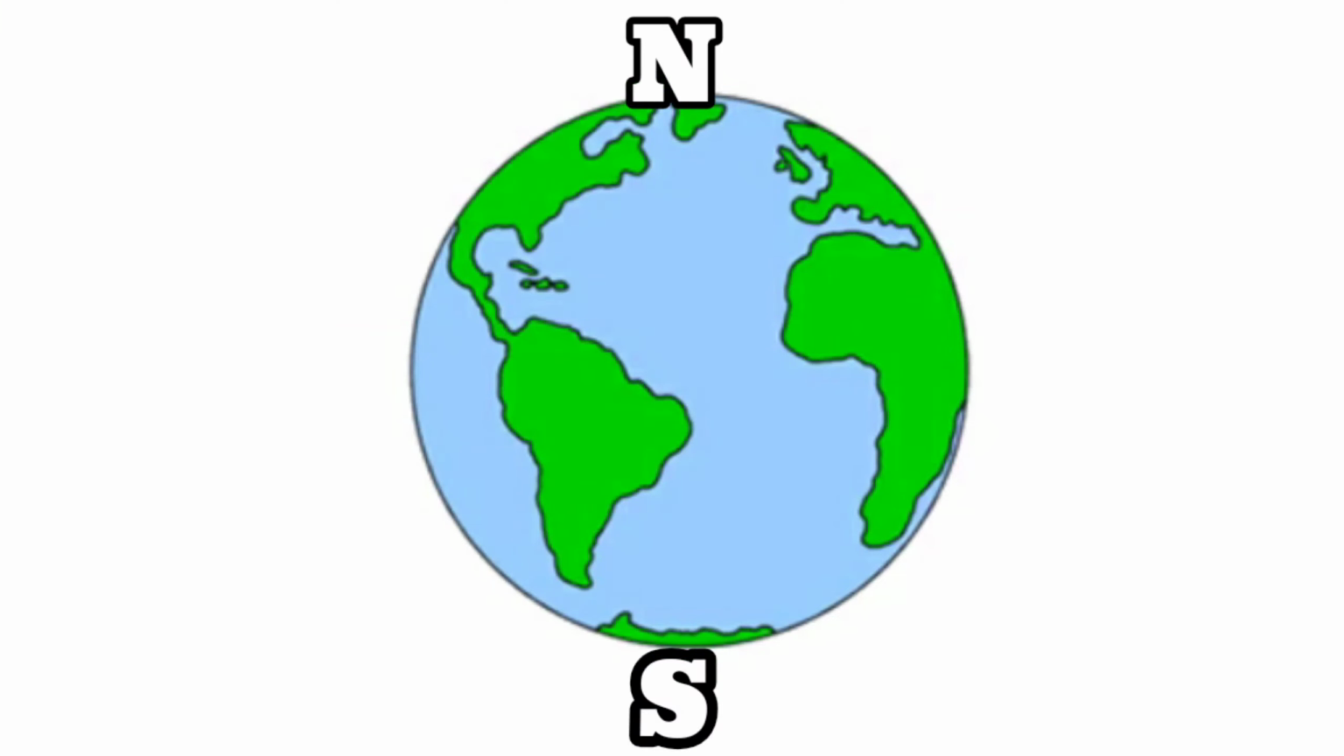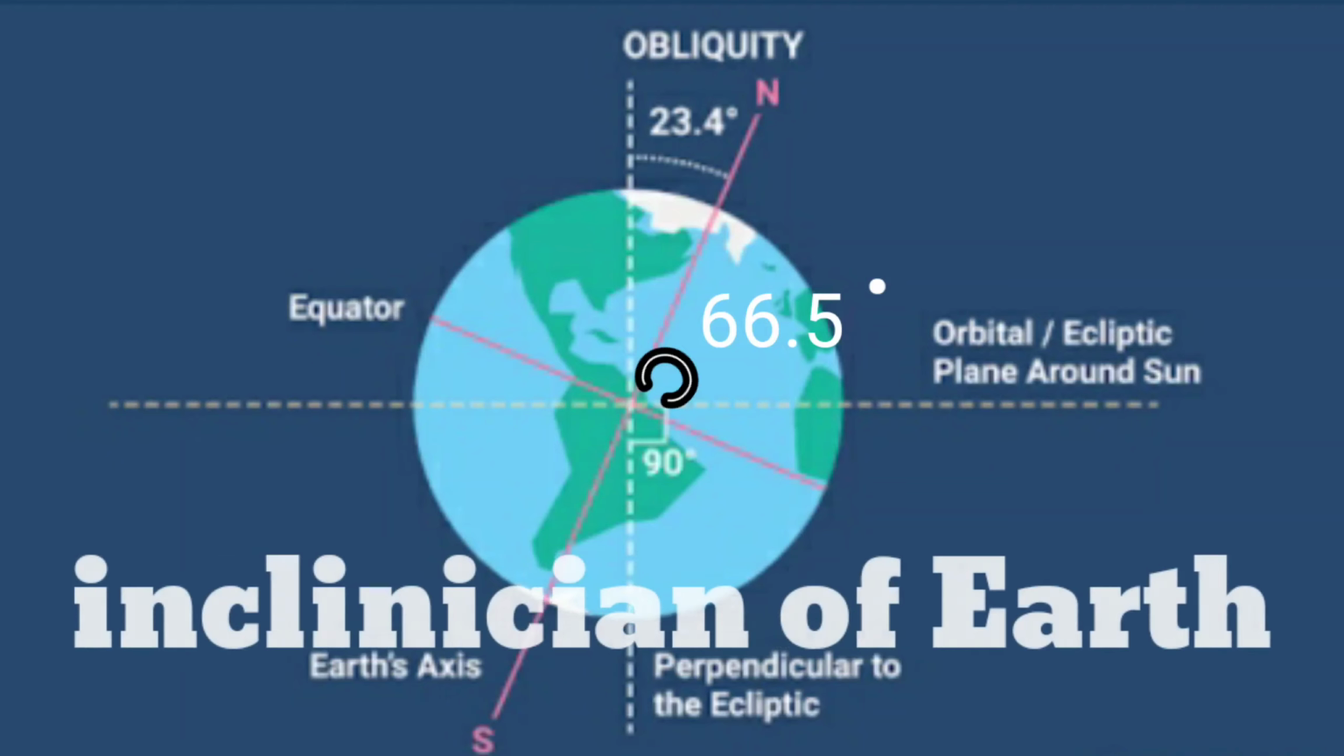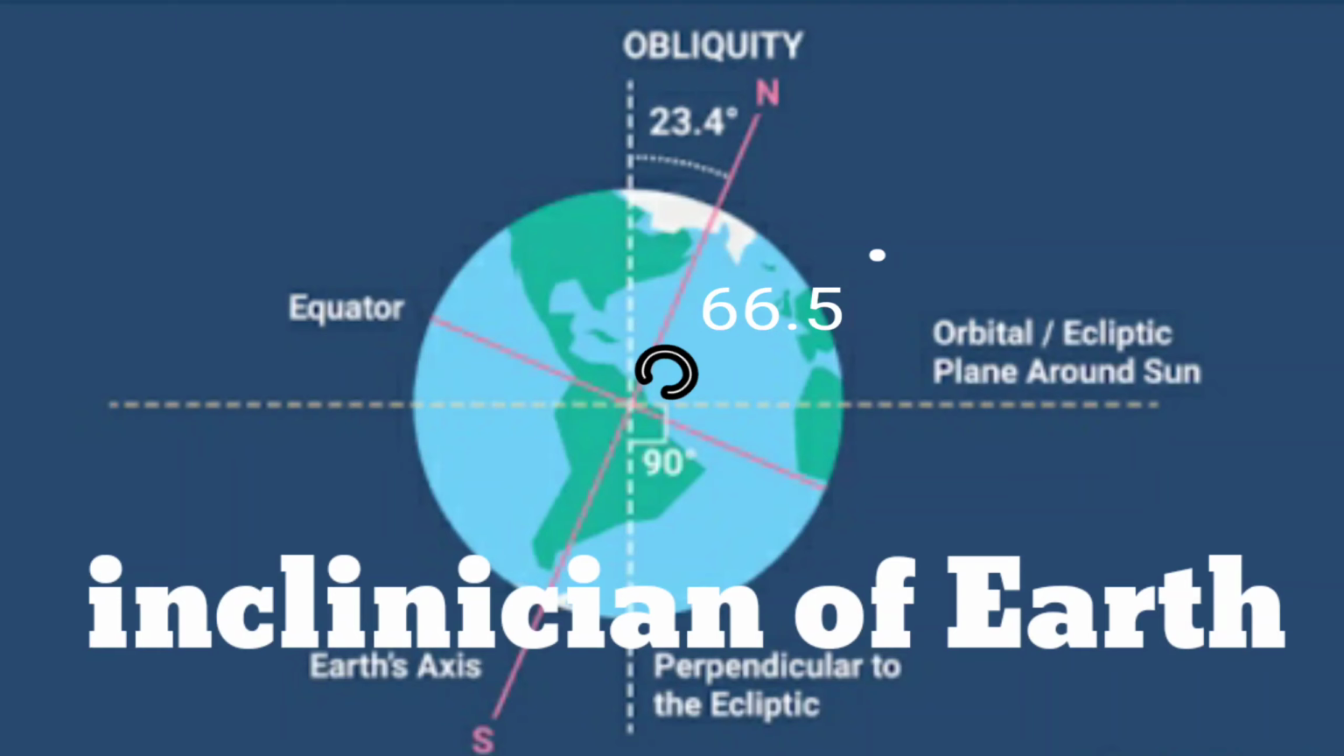If we connect north and south poles by a line passing through the north and south pole, it is nothing but the axis of Earth. The axis of Earth is tilted at an angle of 23.5 degrees from perpendicular to the orbital plane, and thus the axis of Earth makes an angle of 66.5 degrees with the plane of Earth's orbit. This tilting of axis is called inclination of Earth's axis.